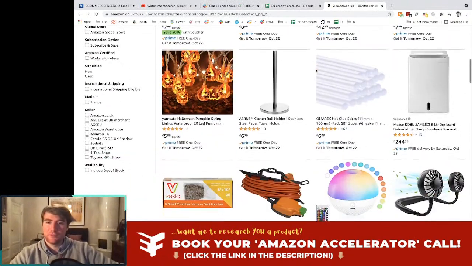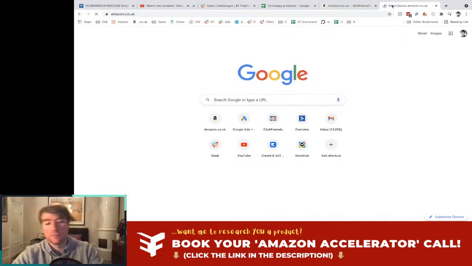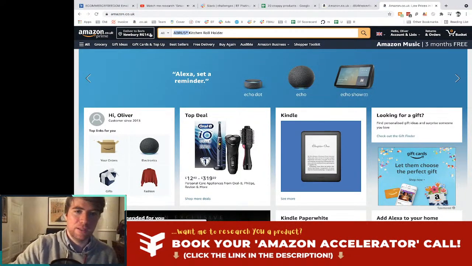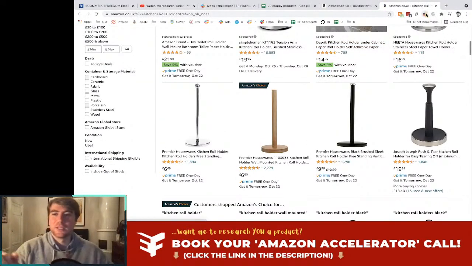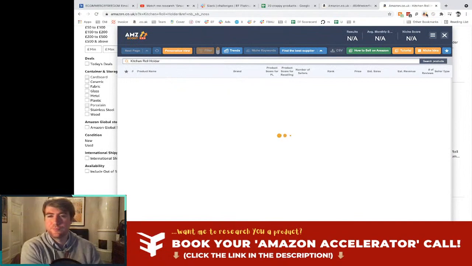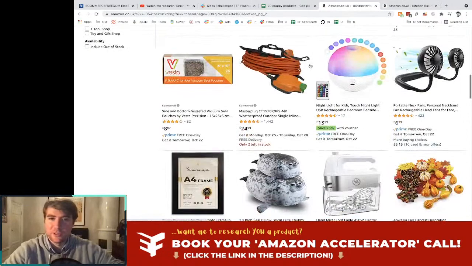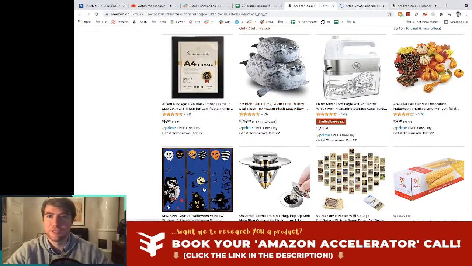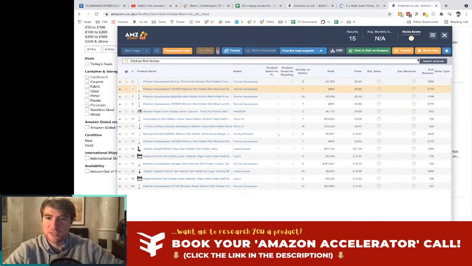What else do we have? Kitchen roll holder. My mic's kind of in the way of my keyboard, so I have to keep moving my head. I'm going to sit up a little. Kitchen roll holder. What about this? While that's loading, I'm going to look at some other ones as well. Speed the process up a little. Seal pillow. Interesting. It's a ridiculous product, isn't it? Absolutely ridiculous. Kind of want it, actually.